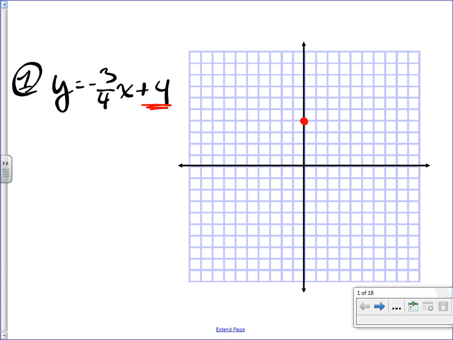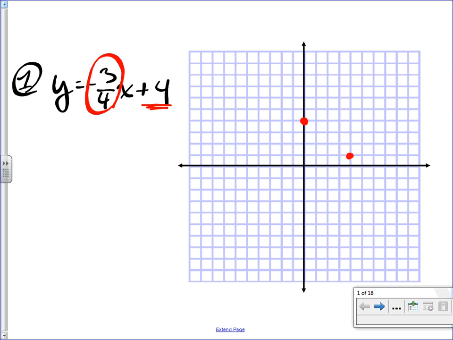From there, we're going to use our slope. And the slope of this equation is right here. It's negative 3/4, which is telling me to do what, Trey? It's a negative 3/4. We're going to go down 3 and right 4. So from right here, we're going to go down 1, 2, 3, and then 1, 2, 3, 4 to the right. That would put us right here.